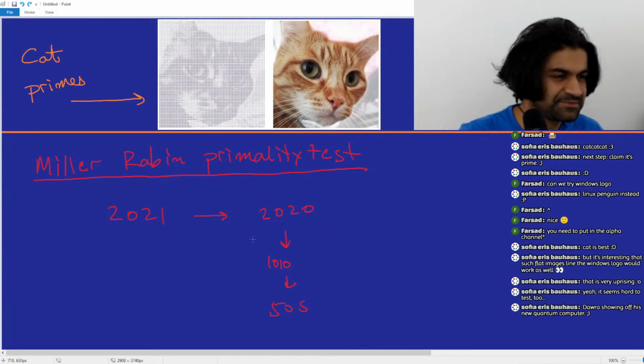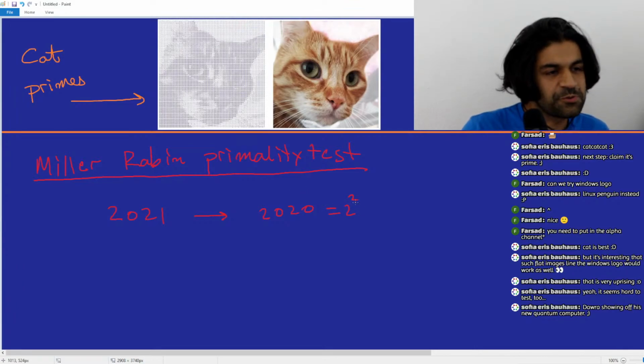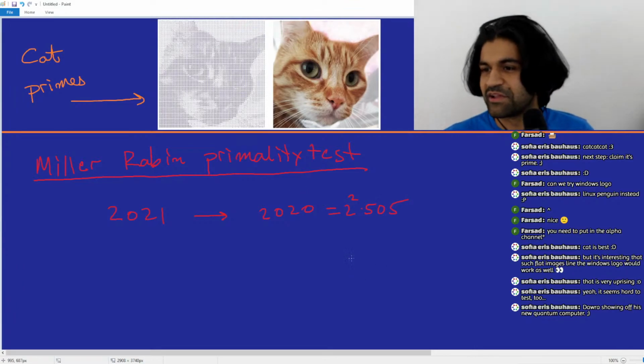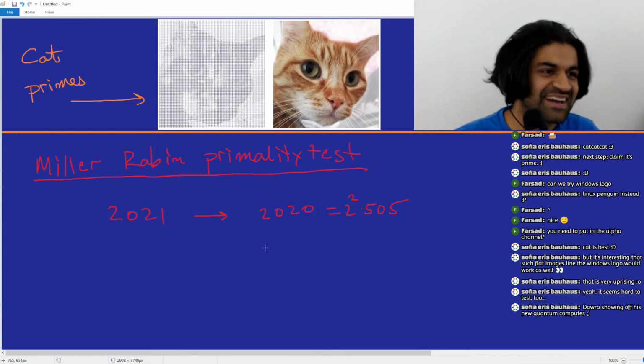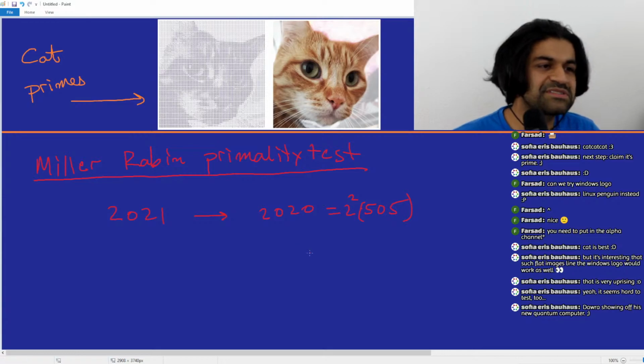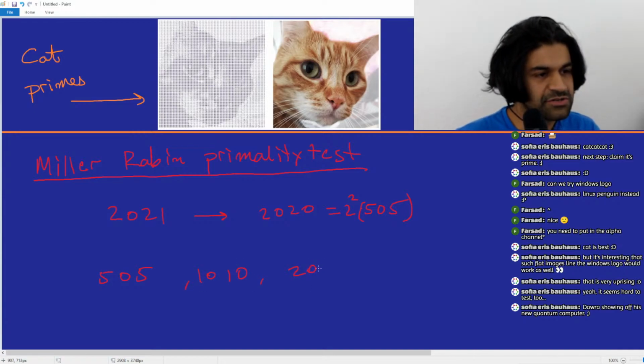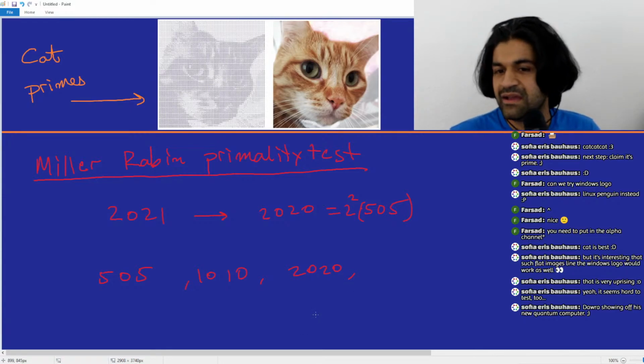In other words, 2020 is actually equal to 2 squared times 505. Okay. Hopefully I'm not blowing anyone's mind right now with my amazing arithmetic. So 2 squared times 505. Okay. And essentially the numbers that we are going to think about are 505, 1010, and 2020.